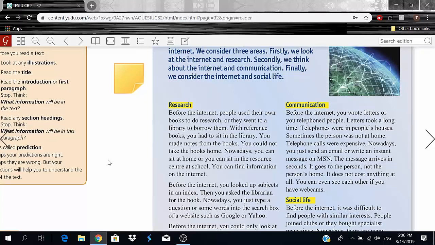Nowadays, you just send an email or write an instant message on MSN. The message arrives in seconds. It goes to the person, not the person's home. It does not cost anything at all. You can even see each other if you have webcams.